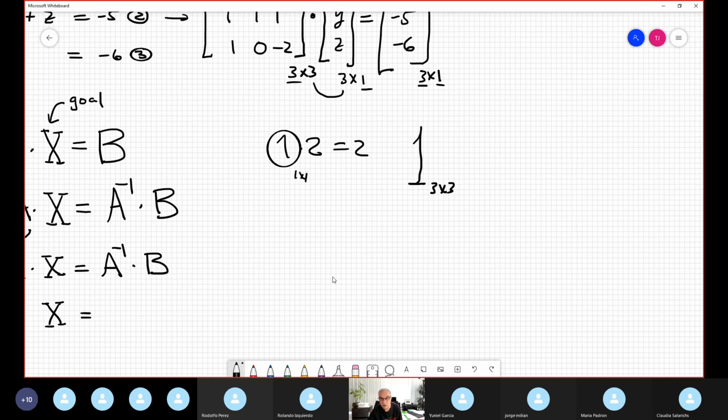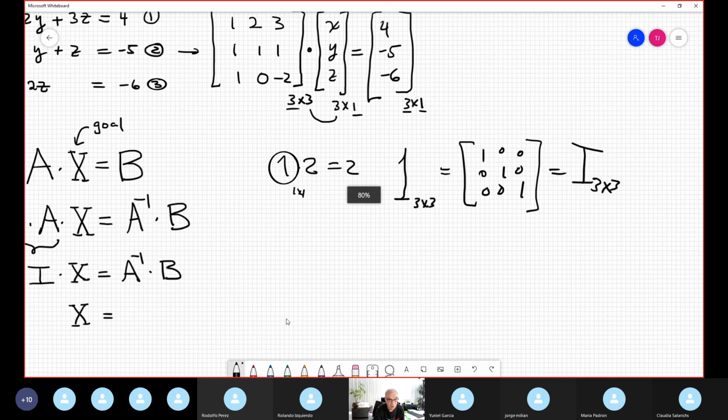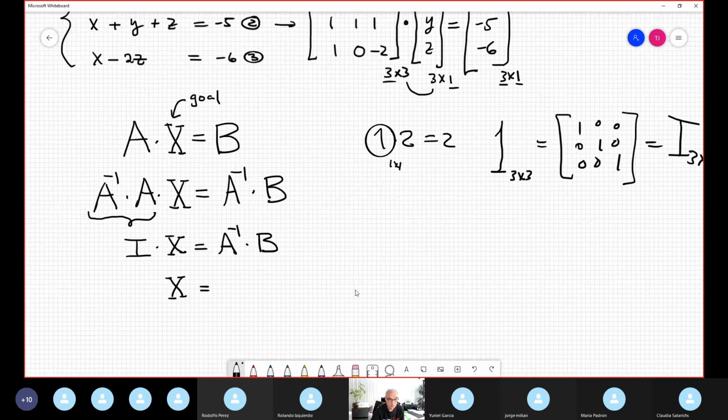This is symbolic, no? You know that actually it is something like that: 1, 1, 1, 0, 0, 0, 0, 0, 0. This is the identity matrix 3 by 3. I put the example 3 by 3 because our example is 3 by 3, but it's not always 3 by 3, depending on the problem, no? And this is a formula, guys.